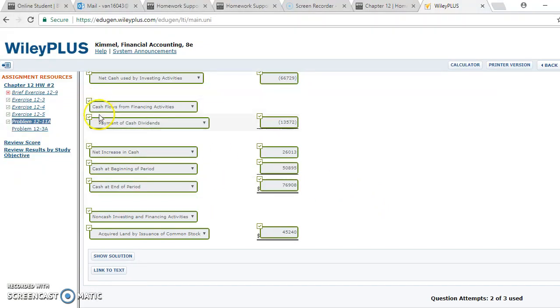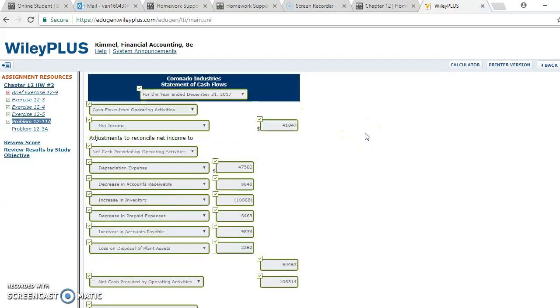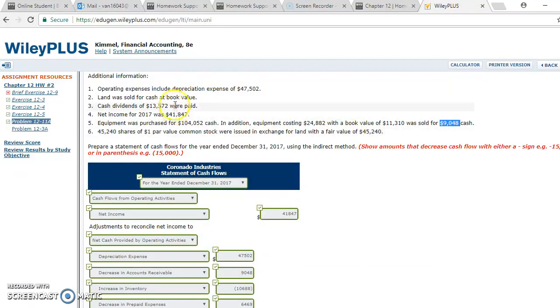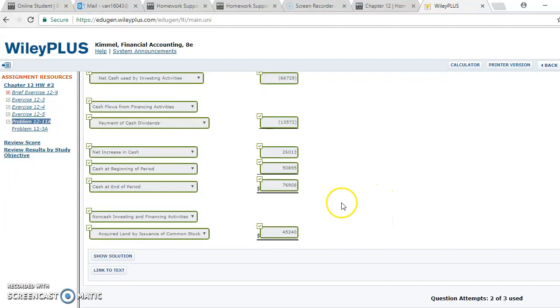So next we're going to get the cash flows from financing activities. We happen to pay dividends, so again we spent cash, so it's going to be a negative value of $13,572, which is up here for dividends. So we need to keep a good eye on this information. This is where a lot of the info we're going to get is. $13,572. Those are our dividends.